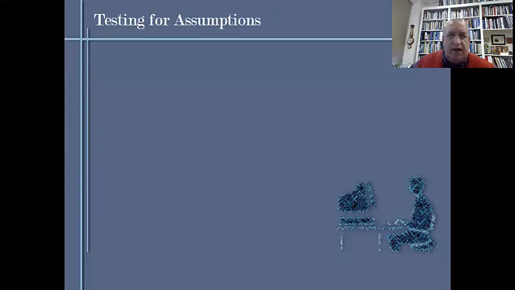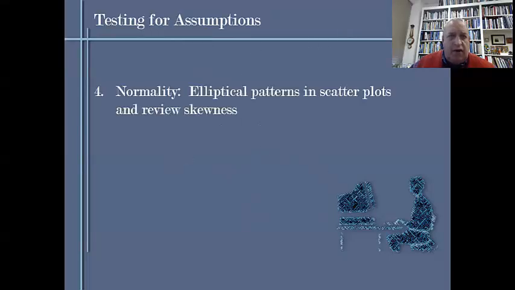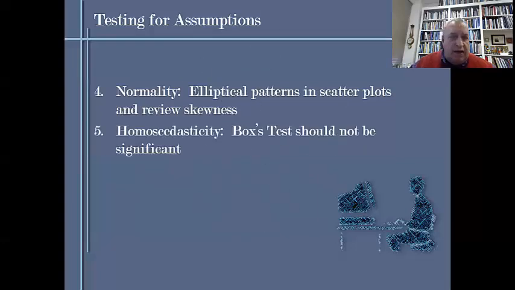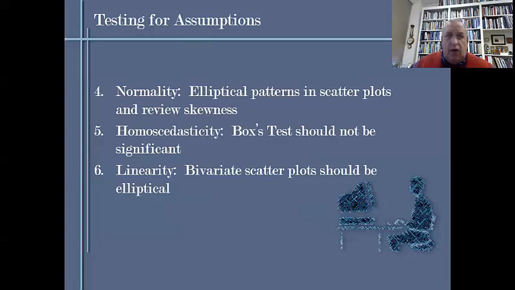Now in testing, continuing on, in testing for that normality, we would look for elliptical patterns in the scatter plots, and we would review the skewness. For homoscedasticity, we would use Box's test, and it should not be significant, and that shows us that. And then for linearity, we go back up to our bivariate scatter plots, and again, these should be elliptical. So again, we look at those three areas that we've been looking at our data all along.